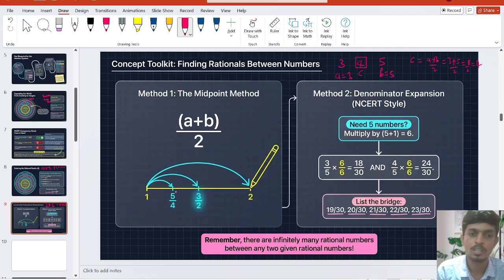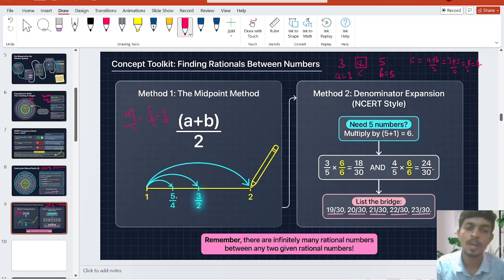Here you say, what is 1 plus 3 by 2? Adding and dividing by 2, you get 5 by 4. Like that, 1 plus 3 by 2 upon 2: 2 plus 3 is 5 by 2 upon 2. You get 5 by 4. So apply this here.